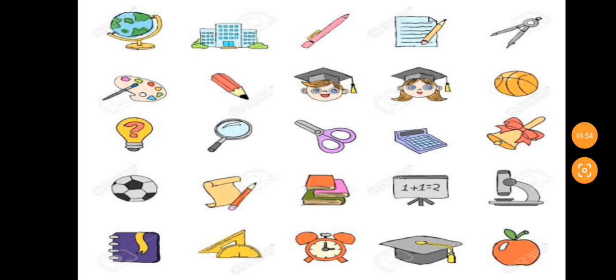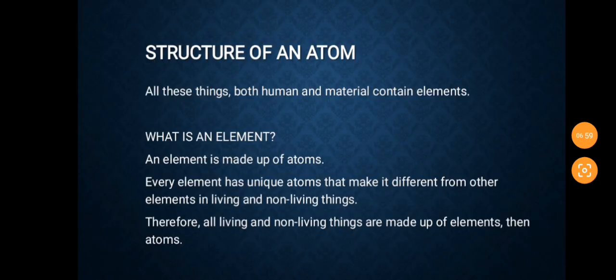So you see all of these objects on the screen. They all have their respective masses, and they can also take up space. So matter is anything that has mass and can take up space. Now, all these things, both human and material, contain elements.